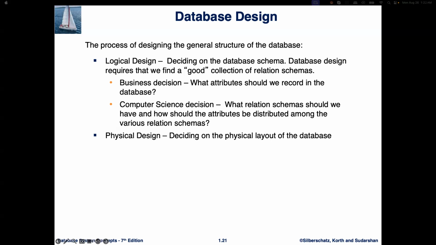Now let's talk about the physical design. This phase focuses on deciding the physical layout of the database. It involves how data will be stored, retrieved, and optimized for performance on the storage medium. The key considerations are that storage structures, indexing methods, and data access paths are chosen to ensure that the database can handle the expected workload efficiently. Optimization of disk space and retrieval speed based on the specific requirements of the database application is also a key consideration here.